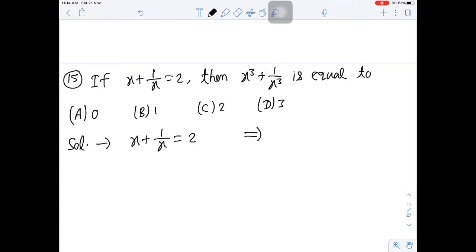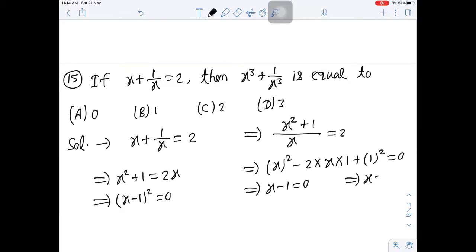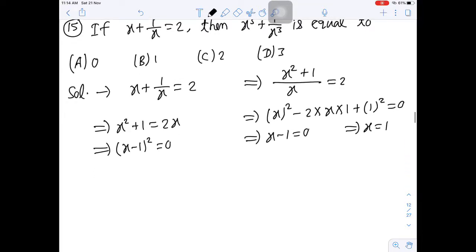You can just take the LCM, which will be x, so you will get x square plus 1 equal to 2. Now if you do cross multiplication, you will get x square plus 1 equal to 2x. Now if you transpose 2x to the left hand side, you're getting x square minus 2x plus 1, which can be written as x square minus 2 into x into 1 plus 1 square. So it is in the form of a square minus 2ab plus b square, which can be written as x minus 1 whole square equal to 0. So when you equate it to 0, x minus 1 will be 0, then x will be 1. Otherwise you can also get it by AM-GM. By AM-GM I will tell you how you will get it.